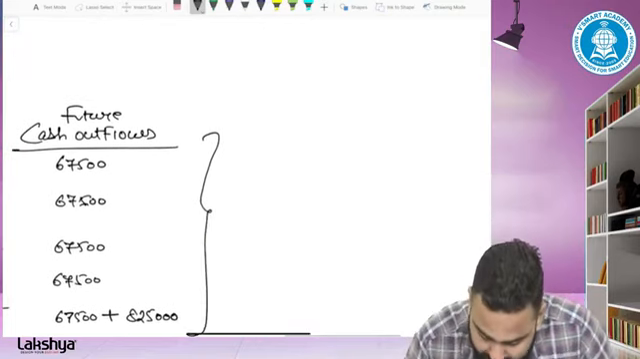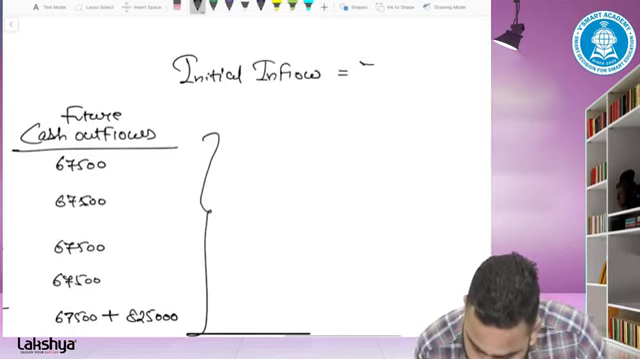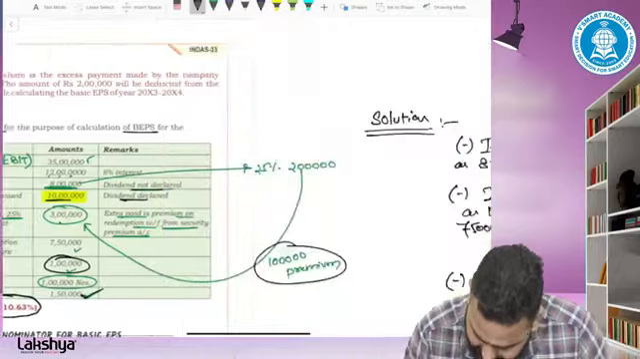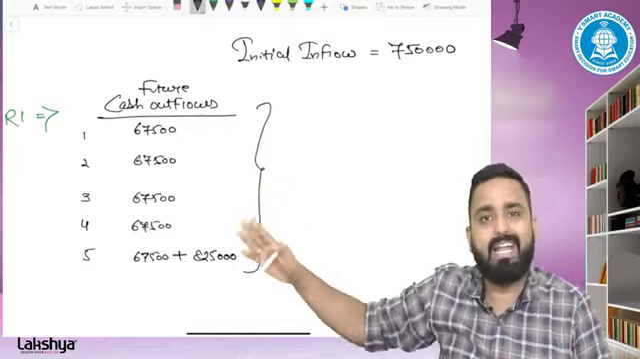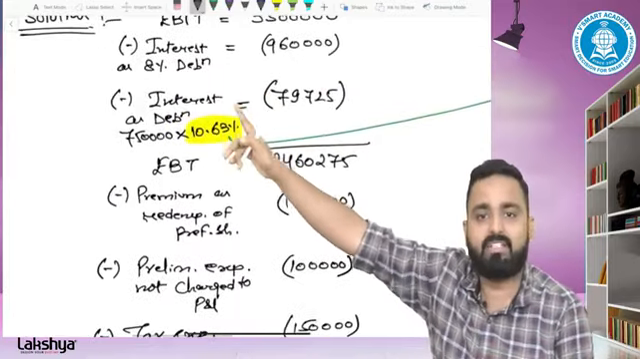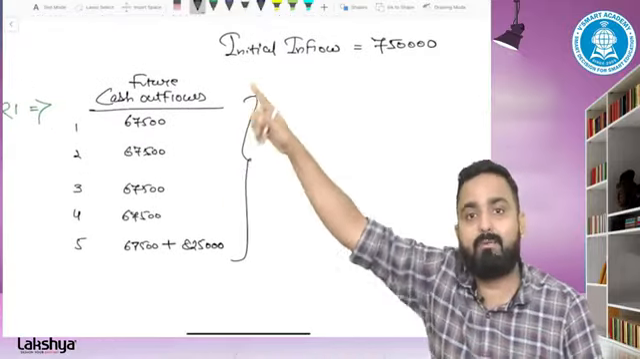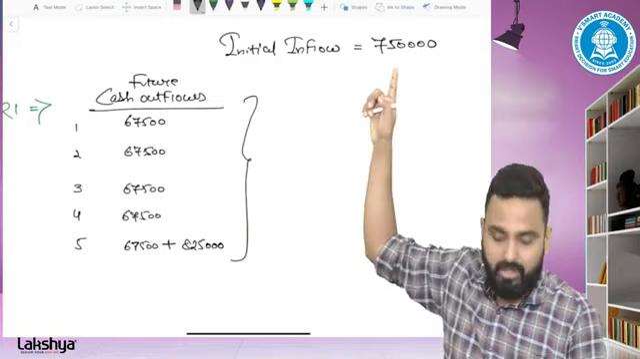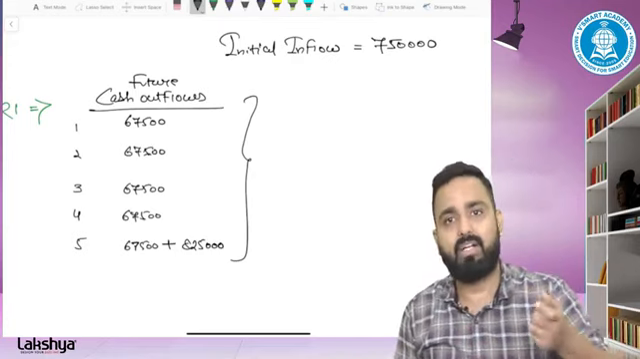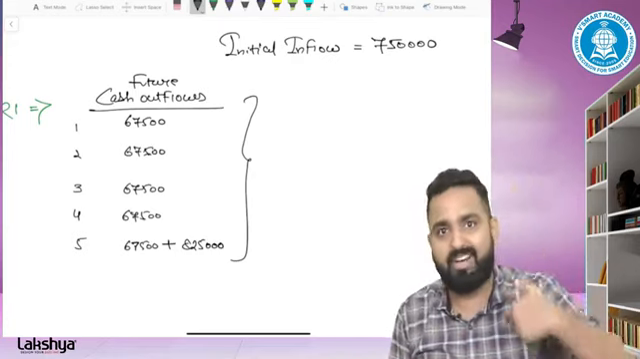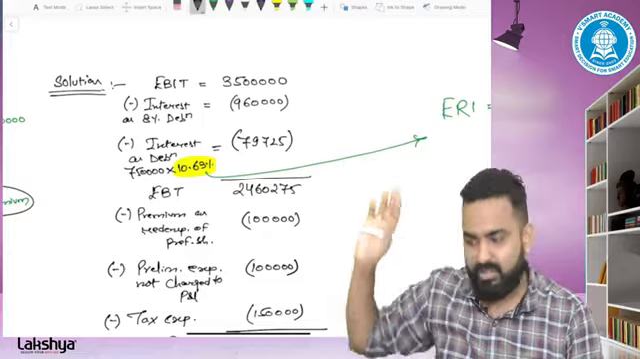Now I need a rate at which the sum of present value of all these figures should be equal to the initial inflow of 7 lakh 50. So if you calculate the IRR, you will get this 10.63. You have to calculate by trial and error method, assuming two different rates, and by interpolation technique you will get approximately this answer, 10.63.